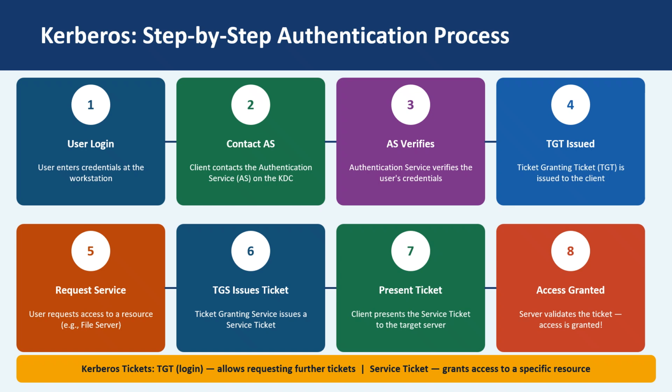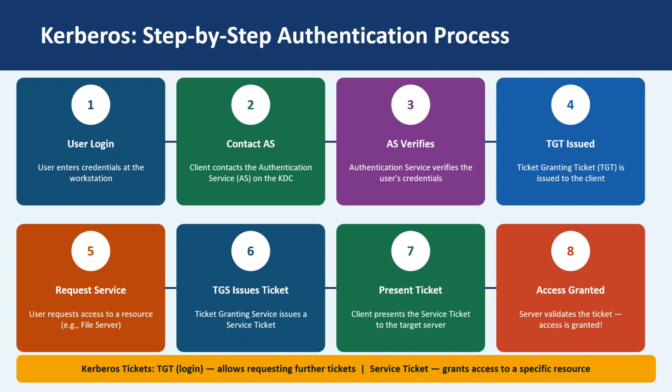Step 5. Request service. The user requests access to a resource like a file server. Step 6. TGS issues ticket. The ticket granting service issues a service ticket. Step 7. Present ticket. The client presents the service ticket to the target server. Step 8. Access granted. The server validates the ticket and access is granted.